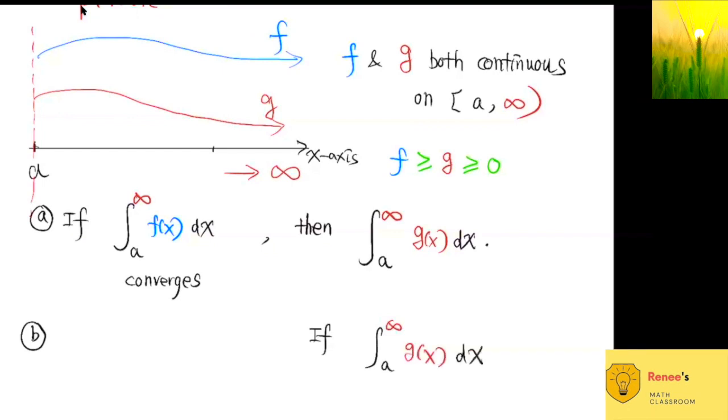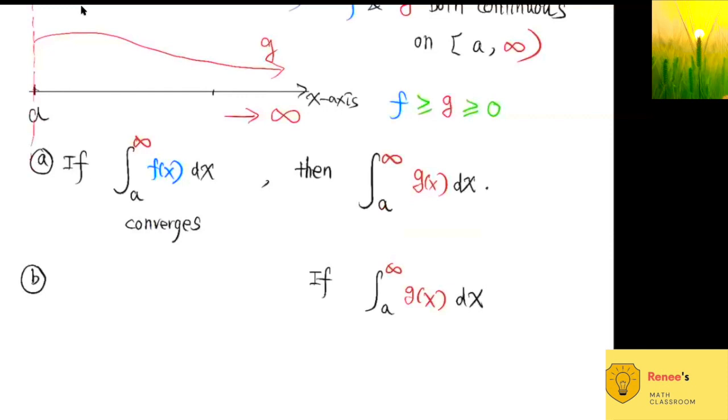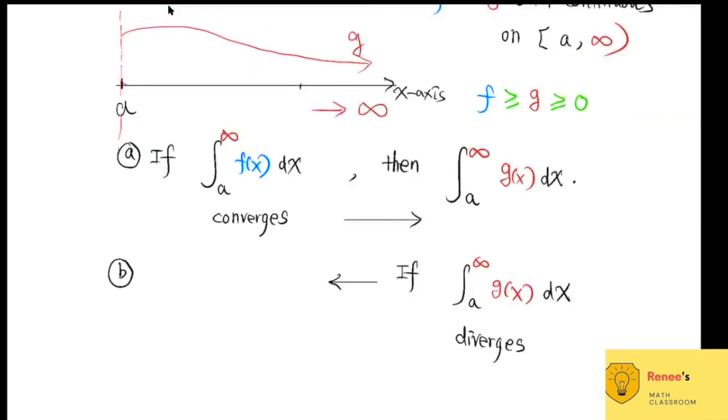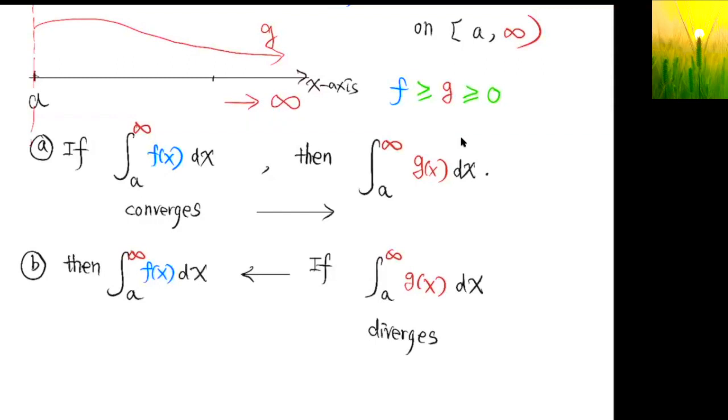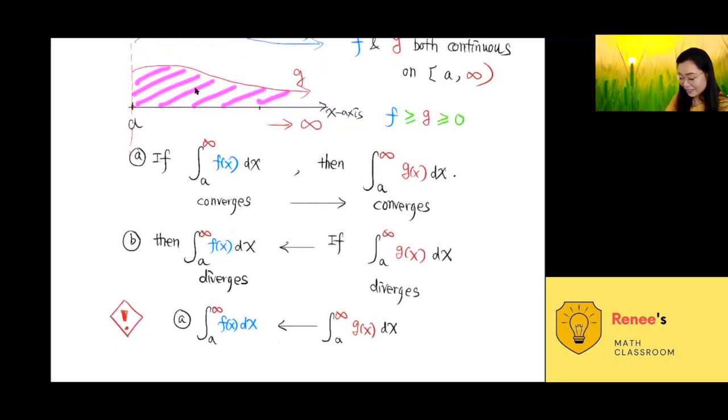If the area under the bottom curve g is infinite, which means the improper integral of g from a to infinity is divergent, then we're going to have the area under the top curve f is infinite, which means the improper integral of the function f from a to infinity will be divergent also.